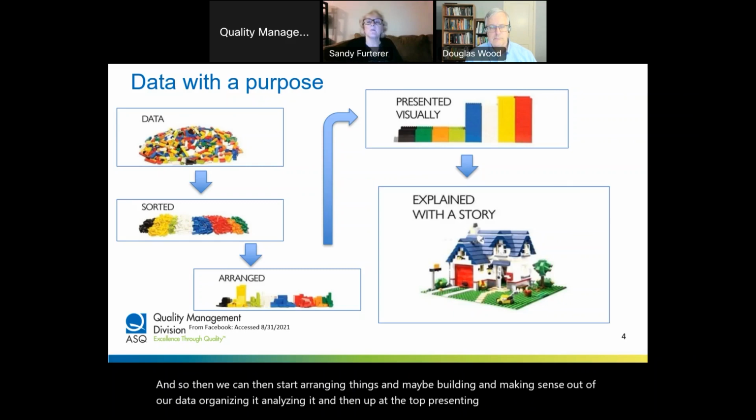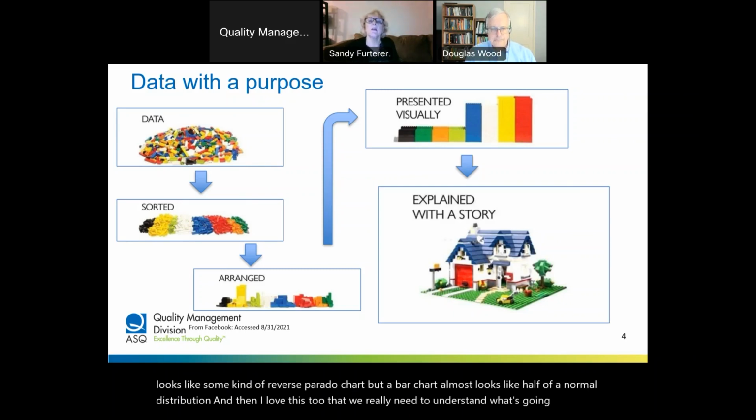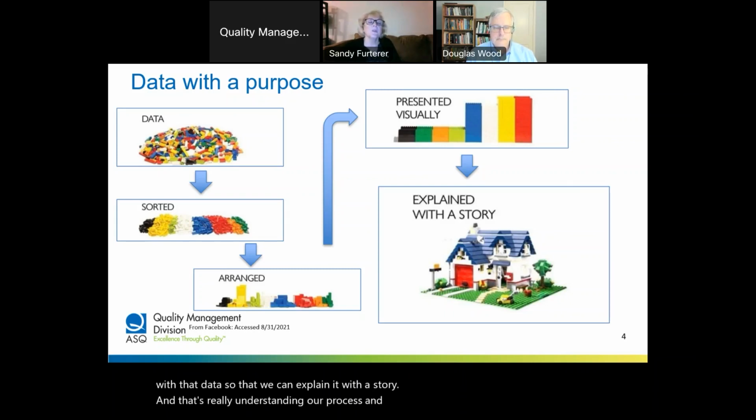That kind of looks like some kind of reverse Pareto chart, but a bar chart, almost looks like half of a normal distribution. And then I love this too, that we really need to understand what's going on with that data so that we can explain it with a story. And that's really understanding our process. And I'll give you a couple really good examples as we get into this a little bit further about why that's so important to understand the data.